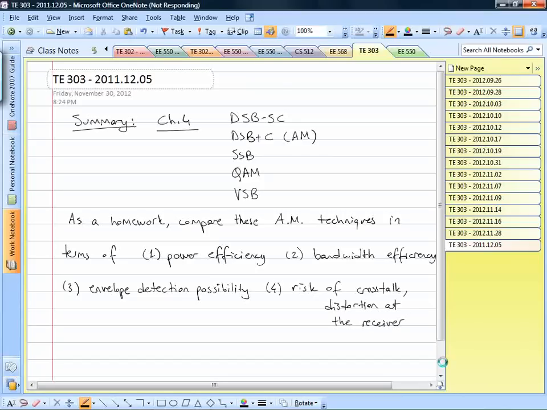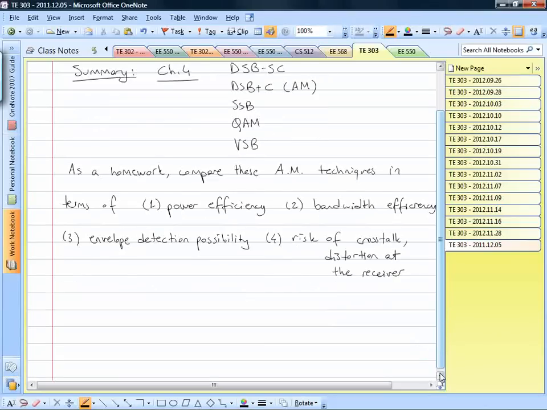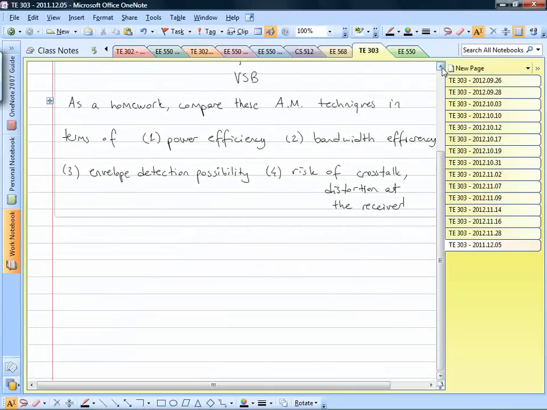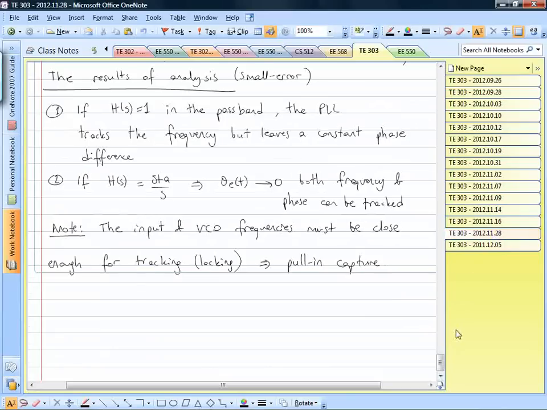So why don't you think about all these aspects for these different methods of amplitude modulation, and then just make sure that you understand each one in terms of their power efficiency, bandwidth efficiency, envelope detection possibility, risk of crosstalk, etc. Okay, so after that, what we have looked at in the last lecture, if you want to remind yourself, I can show you.